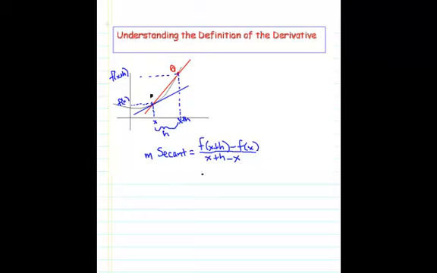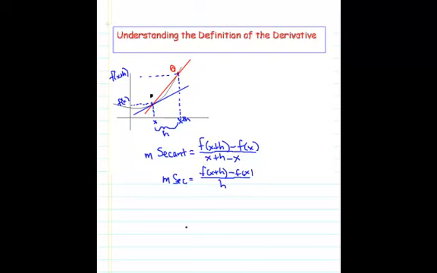Now that denominator can be simplified because the x and the opposite x can cancel out. So the slope of the secant is going to equal the change in the y's, again f of x plus h minus f of x, all divided by h when those x's cancel out. So this is what the formula is for the slope of a secant line for 2 points that are h units apart in the horizontal direction. How does that relate to the slope of a tangent line?